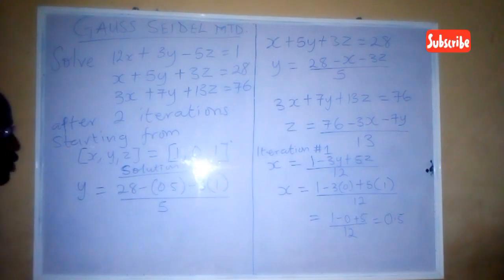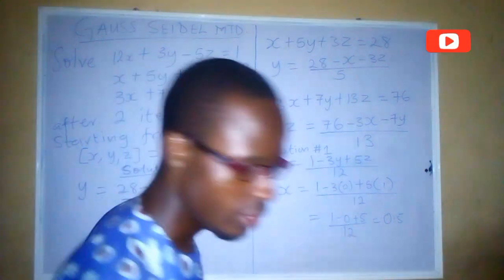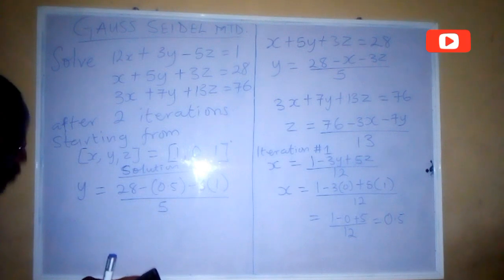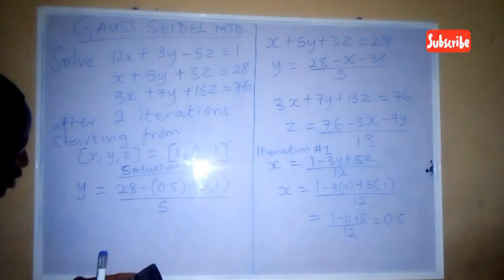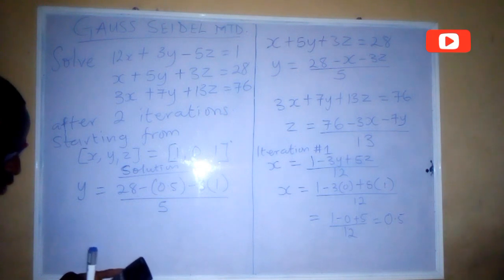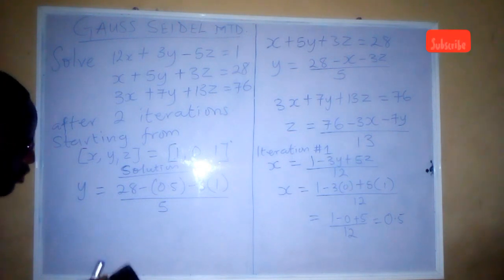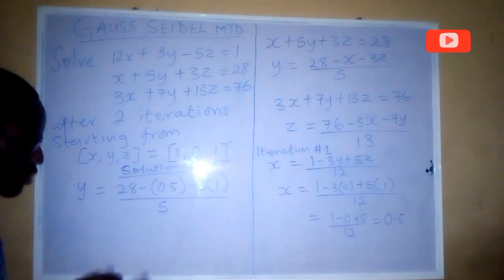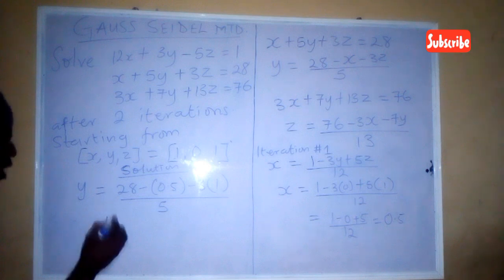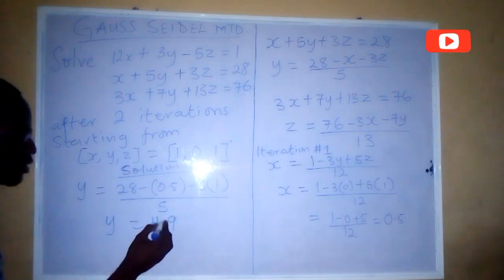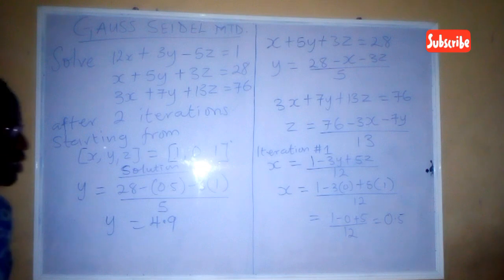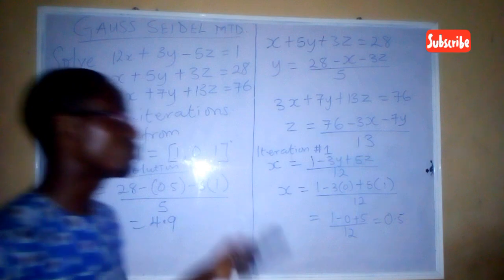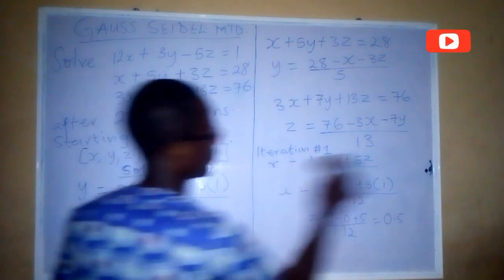If that is the case, let's make use of our calculator to evaluate these values. We have 28 minus 0.5 minus 3, which gives 24.5 divided by 5. So that gives me 4.9. Meaning I have y equals 4.9. So this is the first new value for y, while we still perform the first iteration. So let's get rid of this.